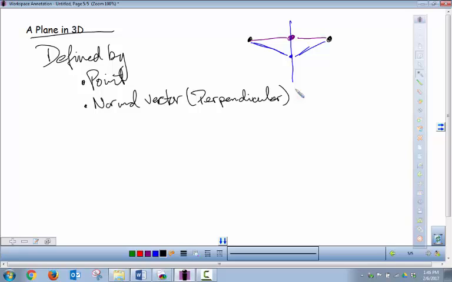A normal vector is a vector that's perpendicular to a plane. And if you have a plane, then it's pretty clear that the normal vector is going to be a direction that's perpendicular. And aside from going up or down, there's really just one normal vector, not counting whether it's going up or down.